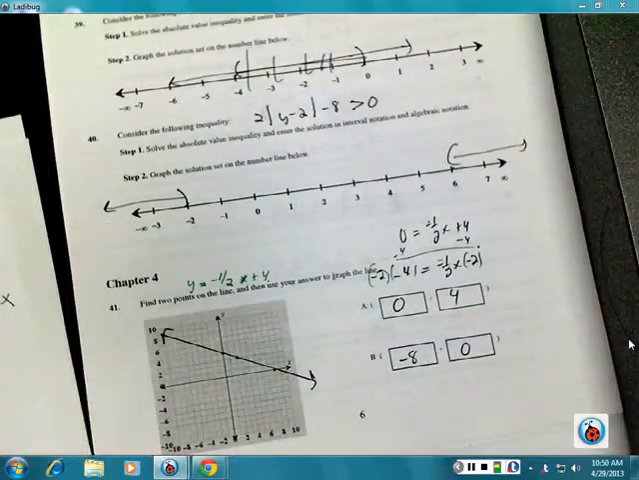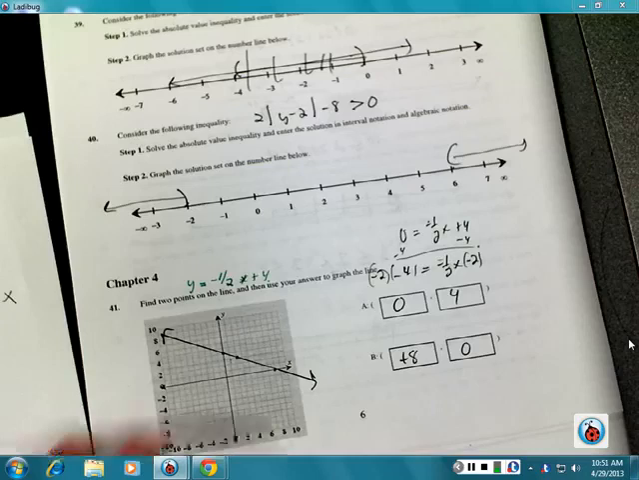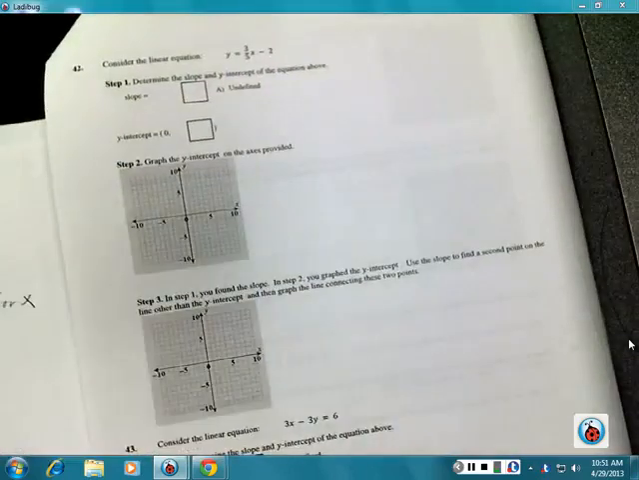Positive 8, yes. A negative times a negative makes a positive, so positive 8 is what you get. So you have different ways of doing those, but the easiest, again, is to graph with your slope and your intercept.